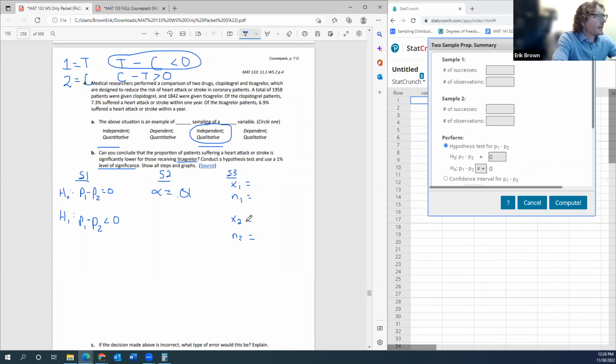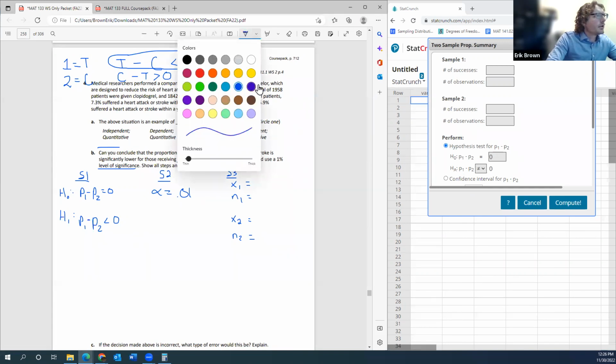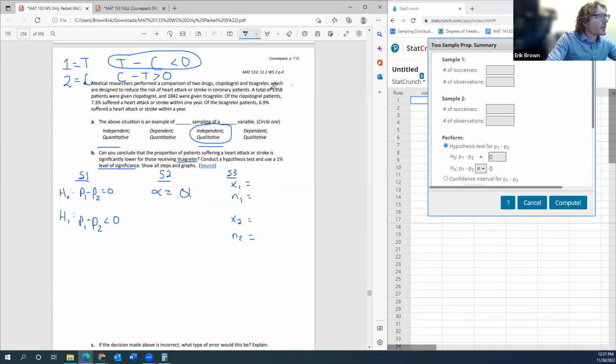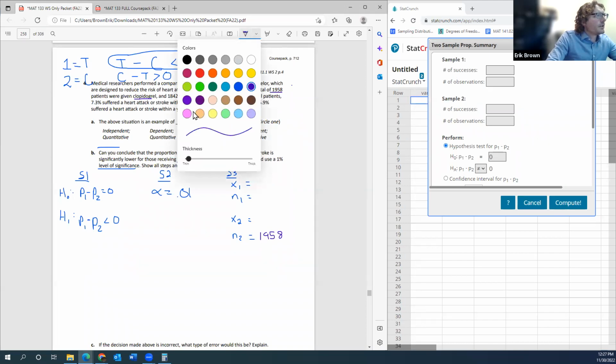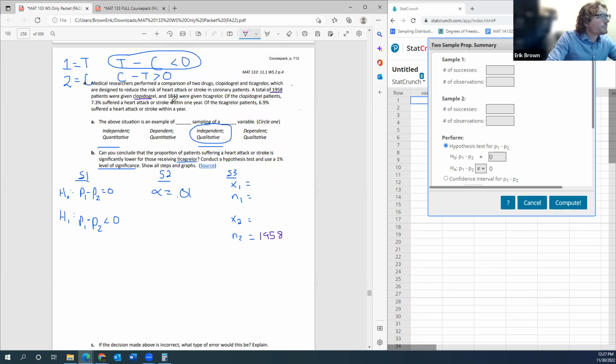So let's find it. All right, so medical researchers performed a comparison of two drugs, and a total of 1,958 patients were given the C drug. You with me on that? That's this one. And 1844 were given the T drug, or 1842.